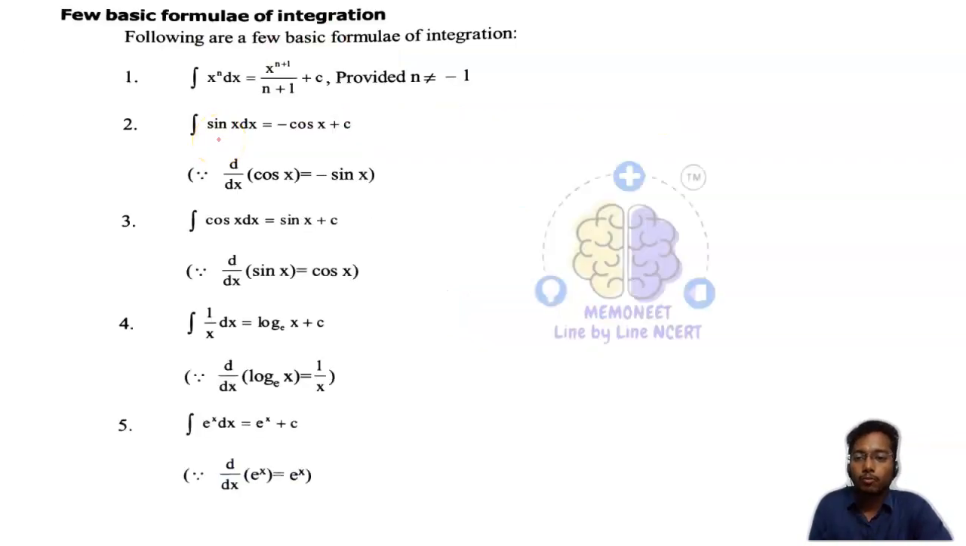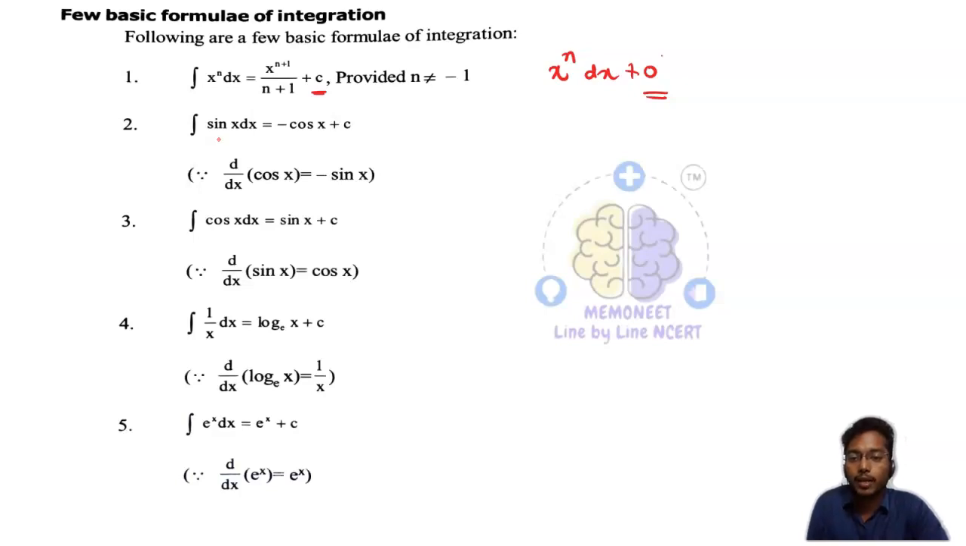What are the formulas here? Integration of x to the power n dx, what will be the value? That is x to the power n plus 1 upon n plus 1 plus c. c is the constant here. Because as you know, when we differentiate a constant, the value will be 0. So we can write x to the power n dx plus 0, it means it can be 0, it can be any constant. For that reason, we add plus c.